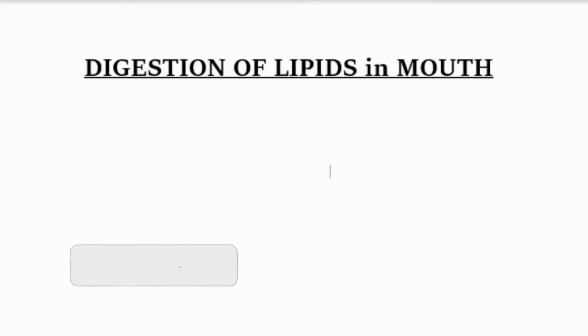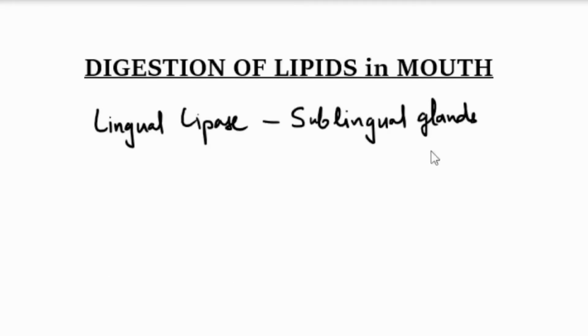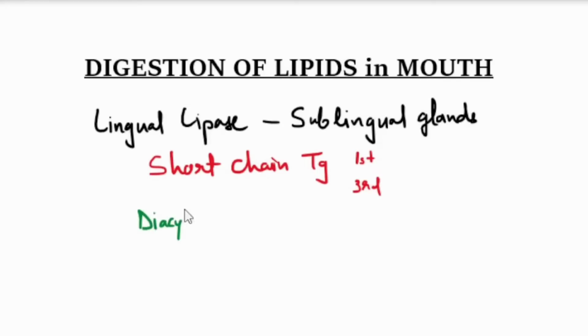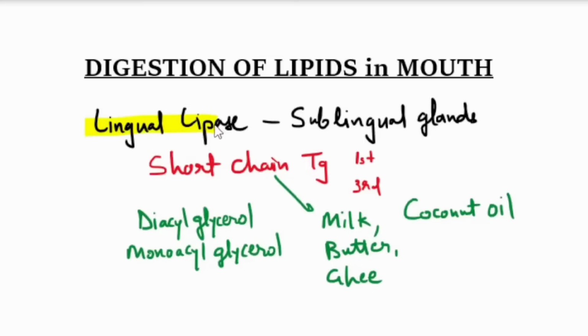Digestion initiates in the mouth, but it is minimal there due to brief food retention time. Lingual lipase produced by sublingual glands breaks down the short-chain triglycerides at their first and third carbon atoms, yielding diacyl glycerol and monoacyl glycerol with fatty acids. These short-chain triglycerides are found in milk, butter, ghee, and coconut oil. Lingual lipase is particularly crucial for newborn infants.